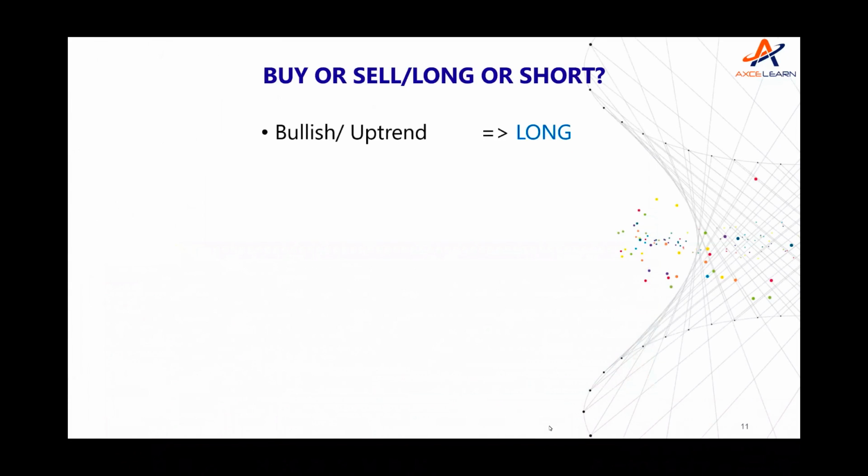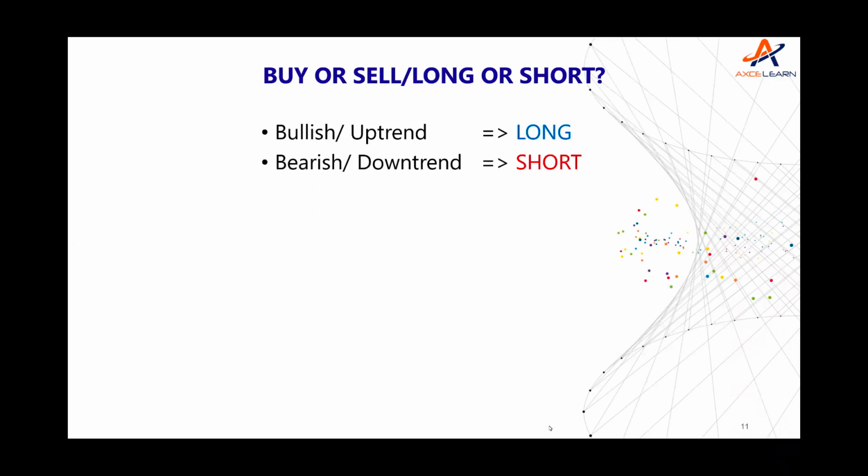When it is an uptrend, you buy. I repeat, when you are expecting the market to be bullish or in an uptrend, you buy. And when you expect the market to be bearish or in a downtrend, you start by selling first. I repeat, if you're expecting the market to go higher, you buy. Eventually, when the market goes higher, you sell.